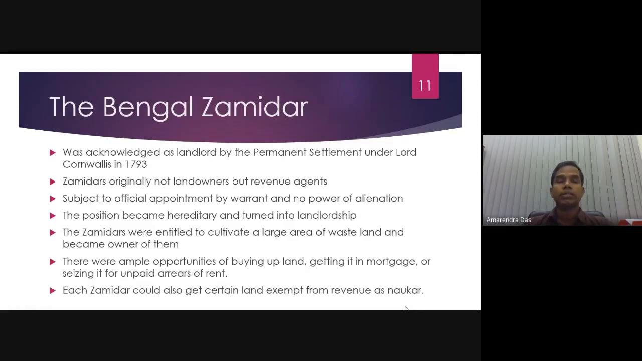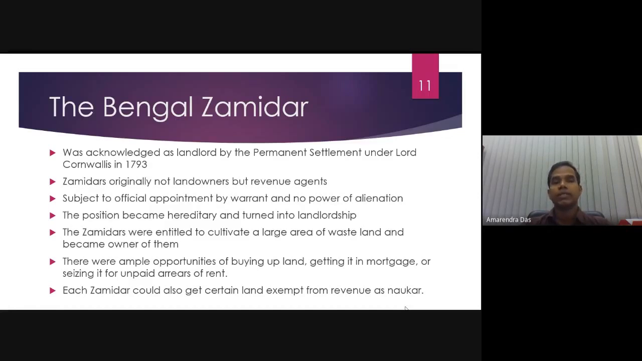Now, in Bengal, West Bengal, we can say the Bengal Presidency, we had a different Zamindari system. In fact, the way the British announced somebody as Zamindar was that it was acknowledged as landlordship by the Permanent Settlement. We know that the Permanent Settlement was implemented under Lord Cornwallis in 1793, and under this Permanent Settlement, somebody would be announced as the Zamindar.